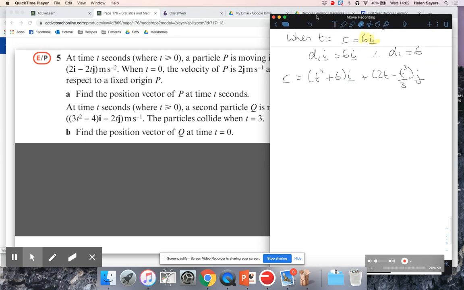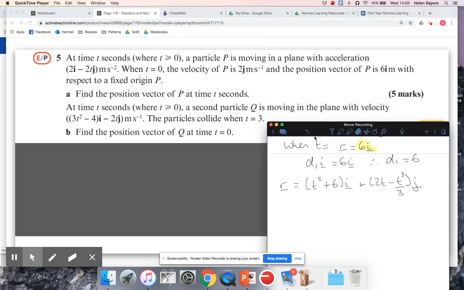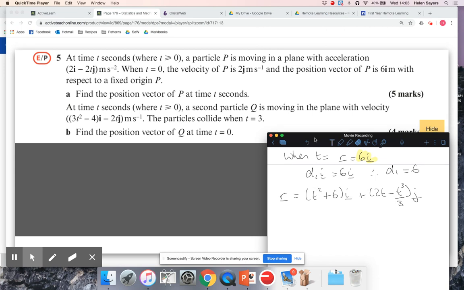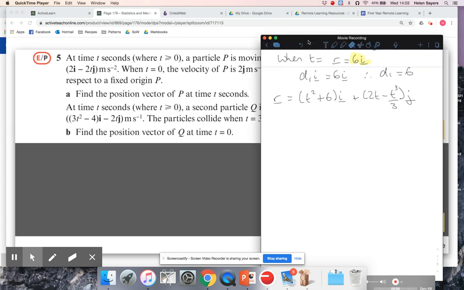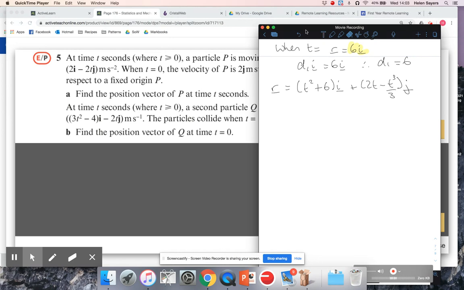Okay. So at time t seconds, where obviously t is greater than or equal to 0, a second particle has got that velocity, and they collide when t is 3. Okay, so they're going to collide when their positions are at the same point. So I definitely want to find the position vector of this new particle. So I'm going to have two different position vectors. So I'm going to add a subscript p to that answer so that I know that's the position of p.